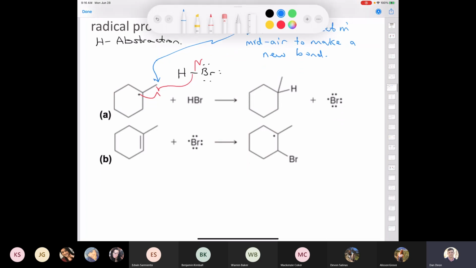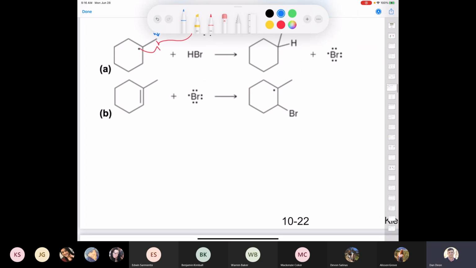All right, well, the next one, we're starting out with a double bond and a bromine radical, and the bromine is being added to that. So this is an addition to a pi bond, isn't it? So let's scribble that in here. B is an addition to a pi bond.